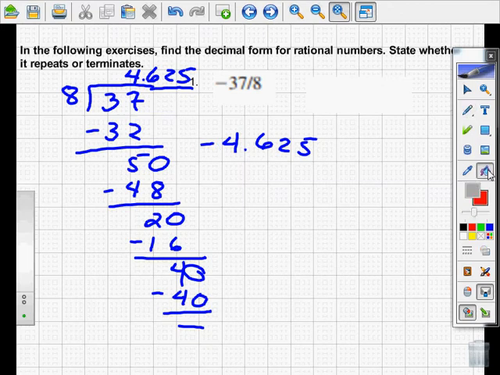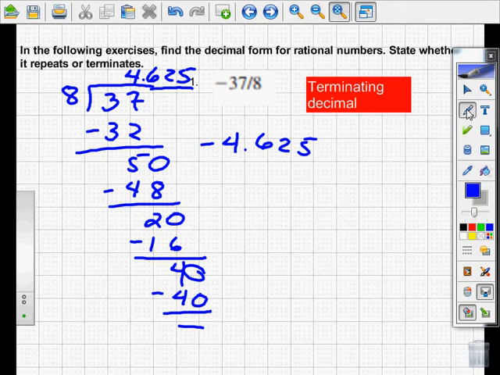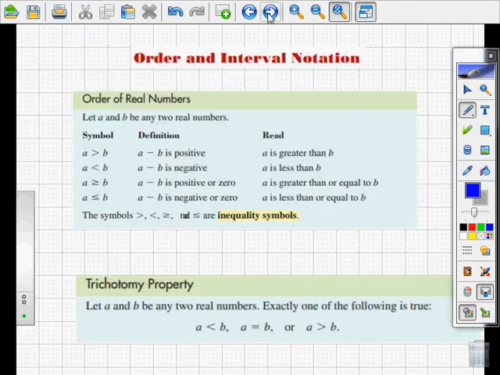Now, it's asking if it terminates or it repeats. And as you can see, because it finishes, it's a terminating decimal. With this, we're going to continue now with the next slide. The next slide is order and interval notation. We will discuss this table.